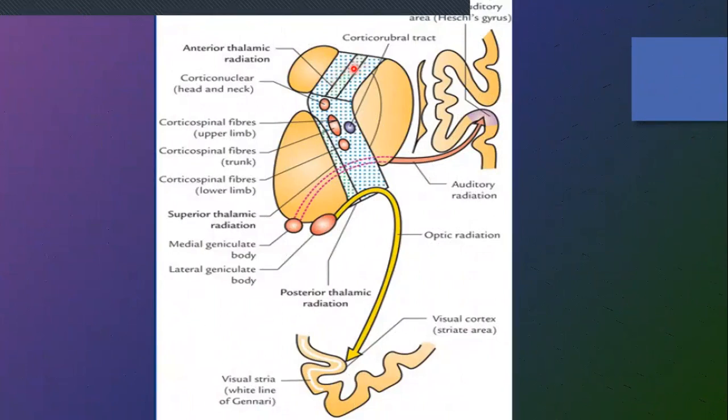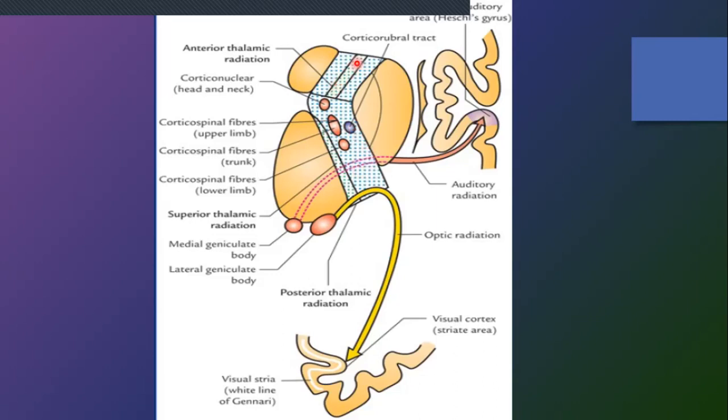You can see this is the anterior limb, the genu here, the posterior limb, then the retrolentiform part, then the sublentiform part, the one in phantom here. You can see the constituents. I want you to see how the corticospinal fibers are arranged. You start with the head and neck, which are in the genu, then the upper limb, then the trunk, then the lower limb in the posterior limb, then the corticorubral fibers there.